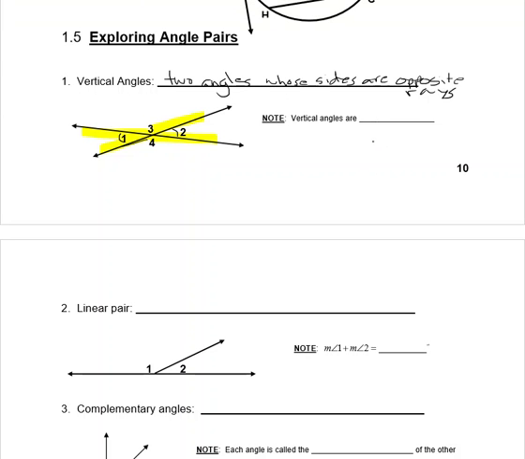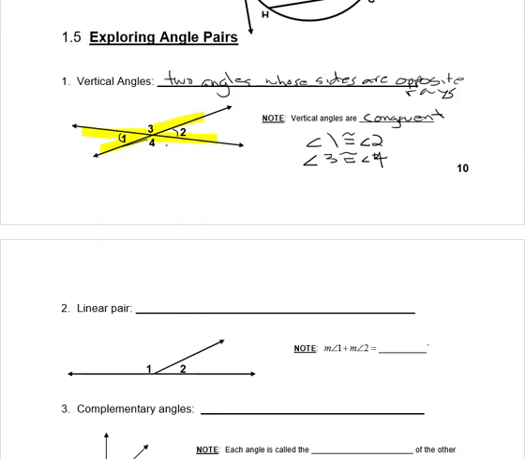So we want to say that vertical angles are congruent. What that means here is angle 1 is going to be congruent to angle 2. And we can also say that angle 3 is congruent to angle 4. You can see they're right across from each other. So angle 1 is congruent to angle 2, and angle 3 is congruent to angle 4.